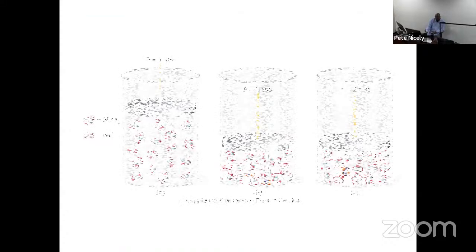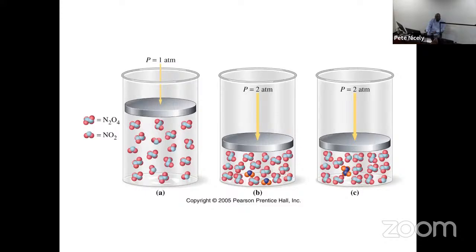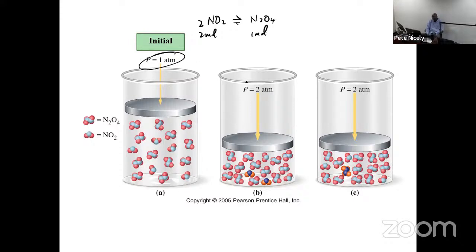Okay. So this is another example of how changes in pressure affect equilibrium. In this case, we're talking about the reaction of NO2 to form N2O4. Let me write down the equation here. And to balance this, we need a 2 here, right? So we have 2 moles of gas on this side, 1 mole of gas on this side. So the question is, what happens when you increase the pressure from 1 atmosphere to 2 atmospheres?